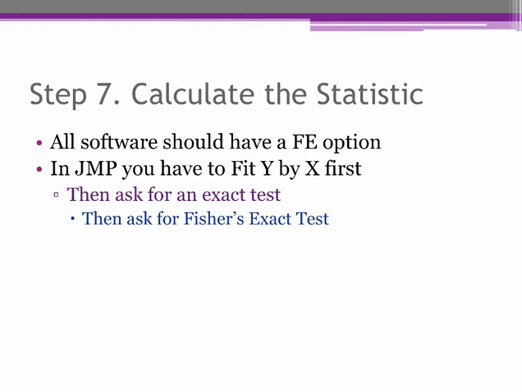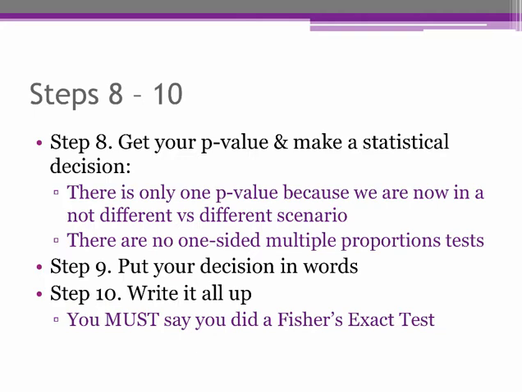Once you've calculated the statistic, get your p-value and make a statistical decision. Note that with multiple proportions, you are only going to see a single p-value. There are no one-sided tests given here. That's because we're looking at multiple proportions. So we're not going to test P1 greater than P2 greater than P3. We're going to test P1 equal to P2 equal to P3. That's our only option, is equal or at least one difference large enough to say they're not equal. Get your p-value, make your decision. Remember, large p-values go with the null hypothesis, small p-values go with the alternative hypothesis.